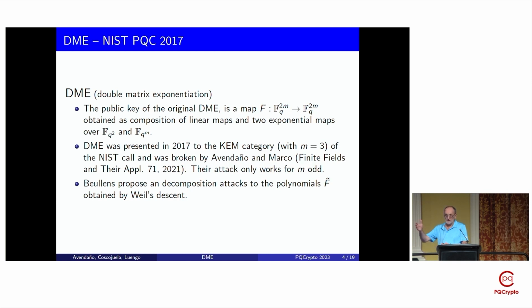And also there was, in the PQ forum list, a proposal of attack using the polynomial state by Bayes descent and then some decomposition. This was proposed by Beullens. It didn't work, but I will give more detail at the end. But this decomposition, possible Bayes descent attack, decided us to change the design and to get more exponentials.